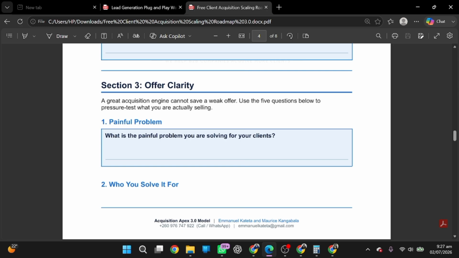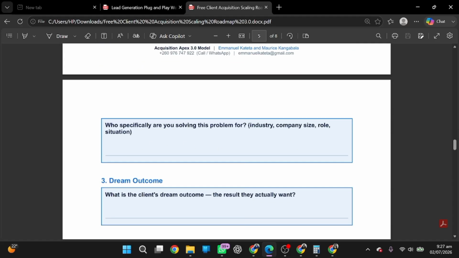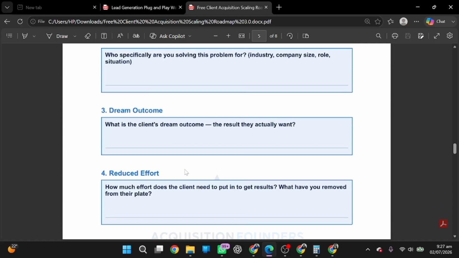Section three is offer clarity. What are the pain points that you're currently solving for your clients? Who do you solve it for? Who is your ideal client avatar? Dream outcome: what's their dream outcome? What exactly do they want to achieve?